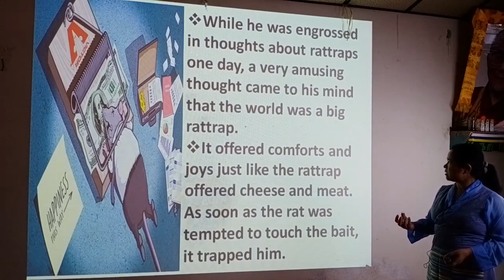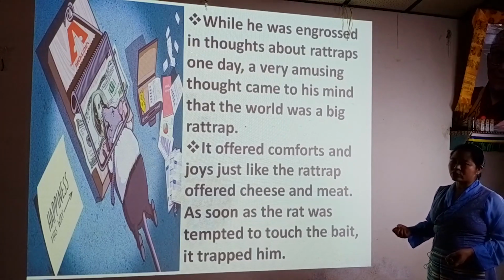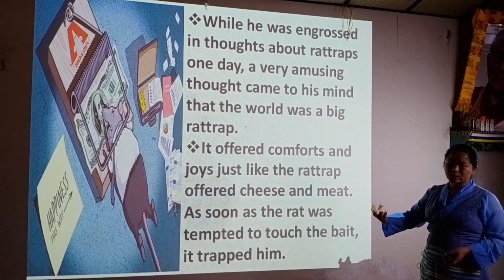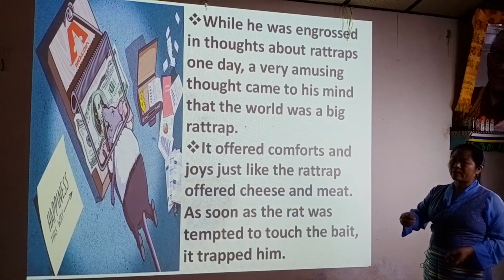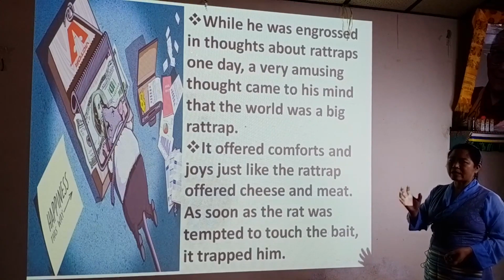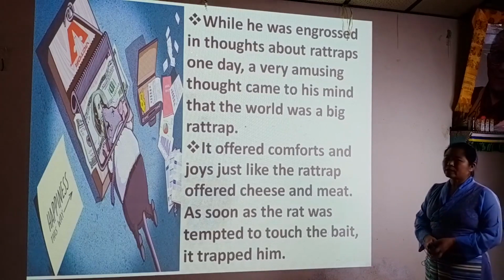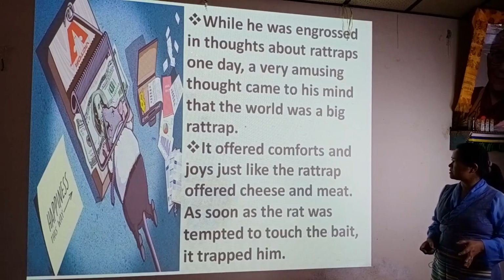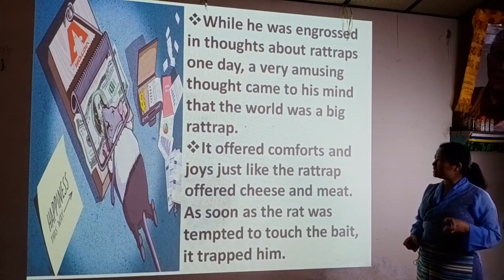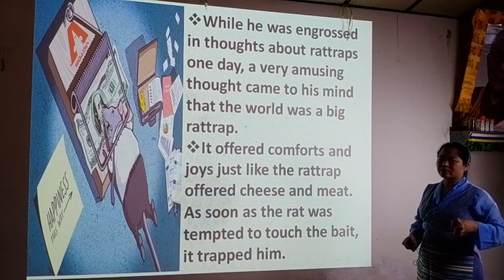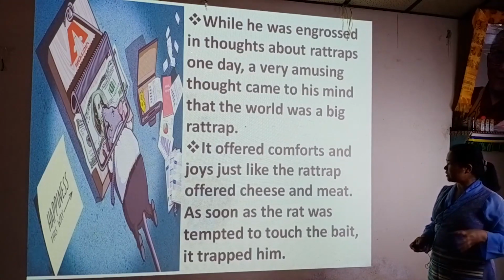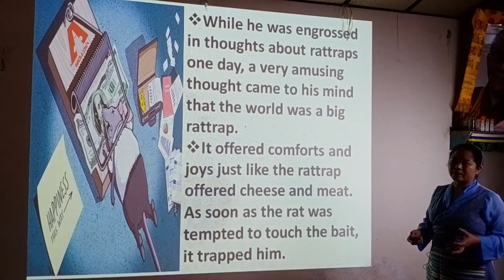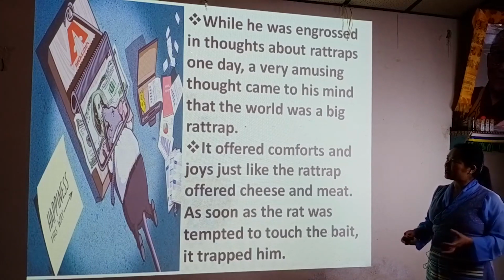Like cheese and meat are offered in a rat trap, and the rat is attracted towards the trap. And once he gets close to the piece of meat or the bait, the rat trap closes and he gets trapped, caught inside. So in the same way, joy, happiness, food, love, all these are like the bait, the piece of cheese that attracts the rat. That cheese also attracts human beings, money. All these attract human beings towards suffering, the world that we live in, and we get trapped in them, and we cannot get out of it.